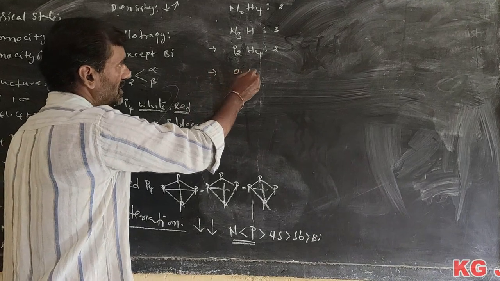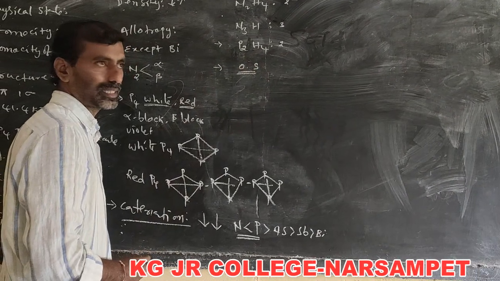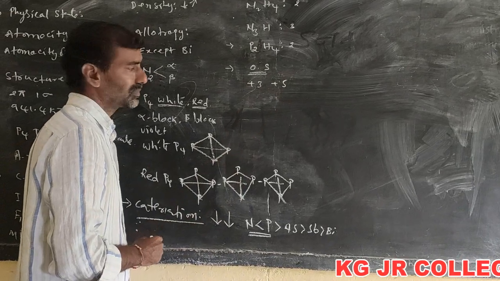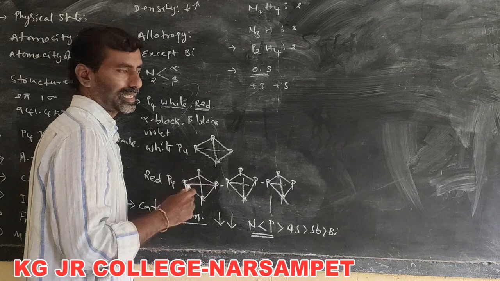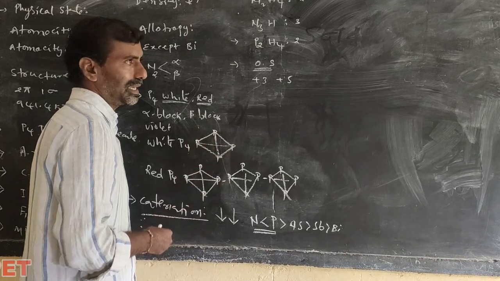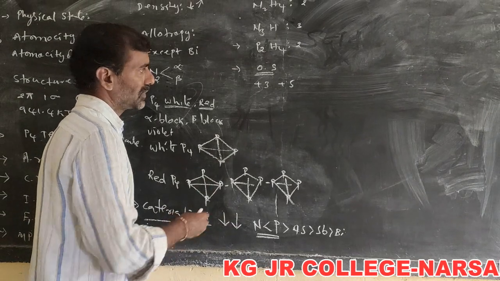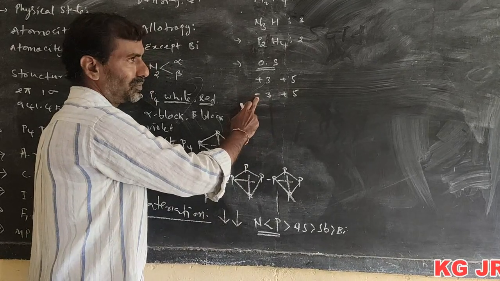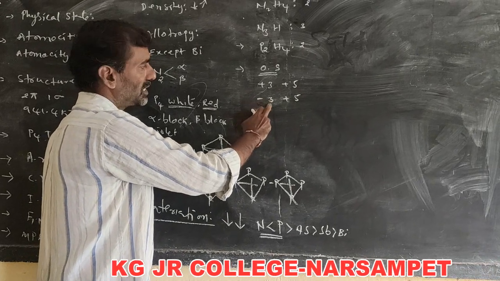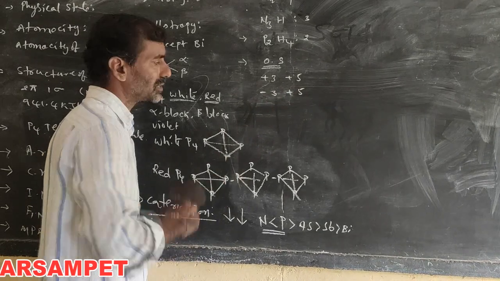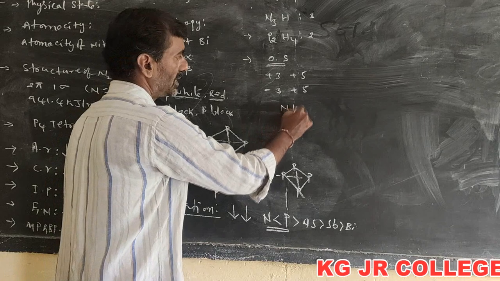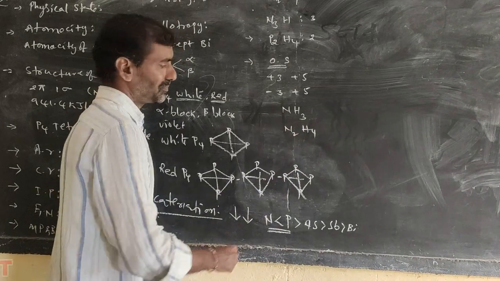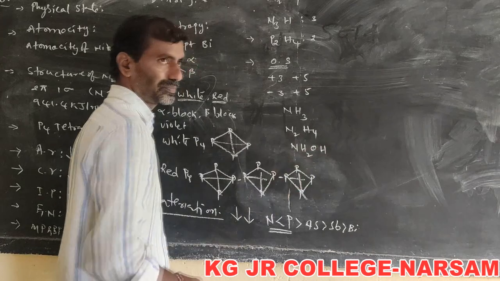Next one is oxidation state. Fifth group elements exhibit +3 and +5 oxidation states. Especially nitrogen can exhibit various oxidation states from -3 to +5. Examples: first one is NH3, ammonia; N2H4, hydrazine; NH2OH, hydroxylamine; nitrogen.